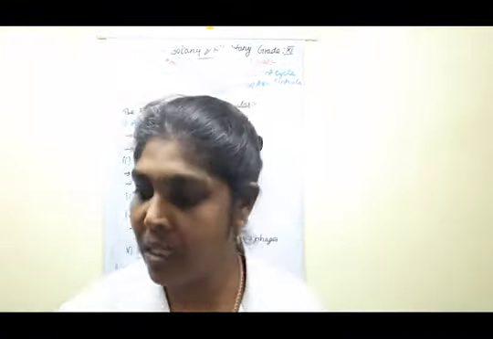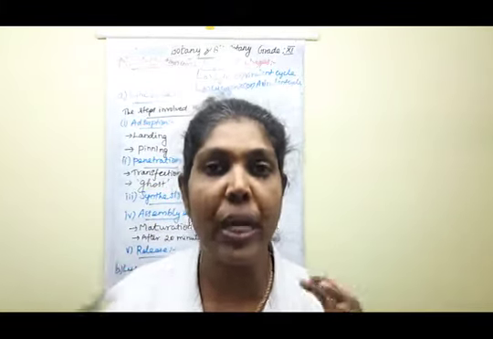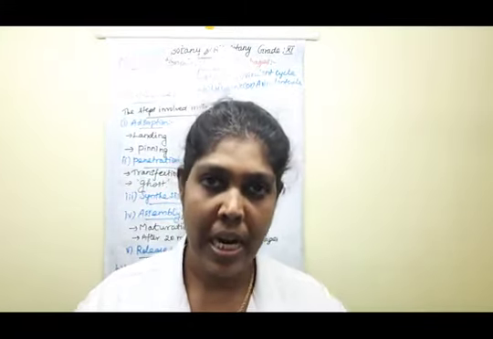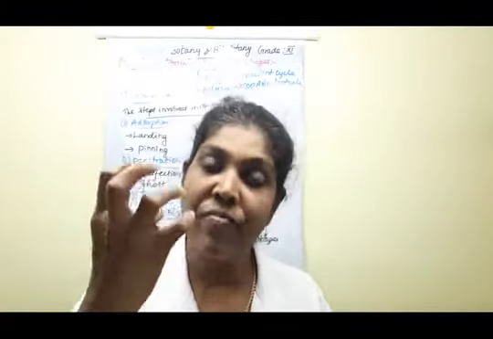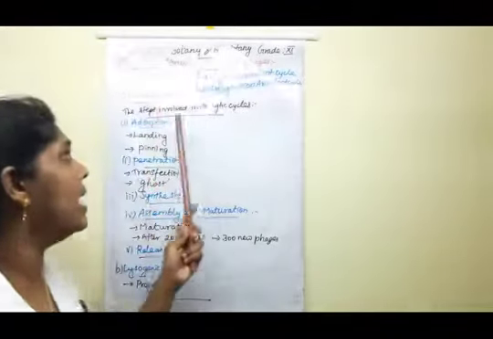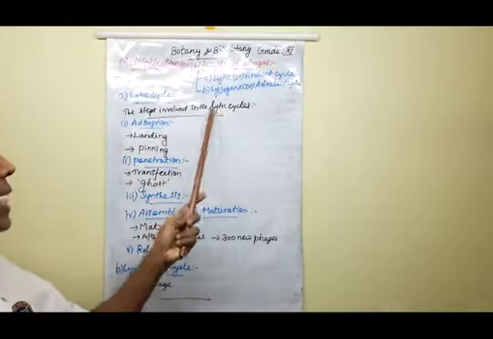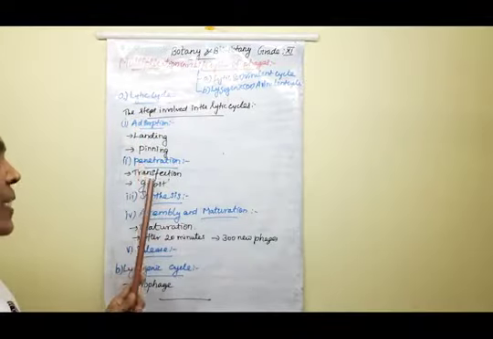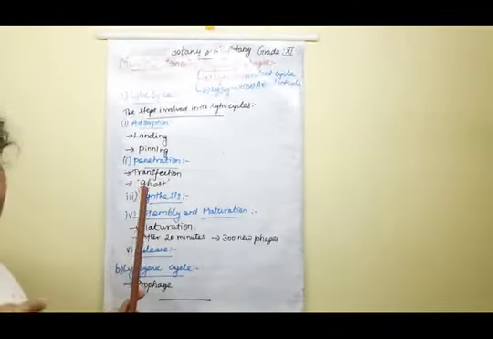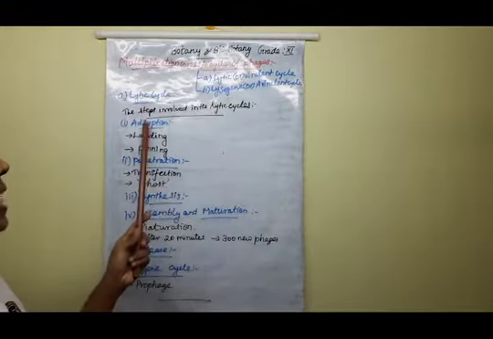In this type of multiplication, the lytic cycle, the full virions are also released. This is the first type of multiplication, or life cycle, of phage particles. Understood, children? The lytic cycle is also known as the virulent cycle. What are the steps involved in the lytic cycle? The first is adsorption, then penetration, synthesis, assembly and maturation, and release. Let us learn these one by one.